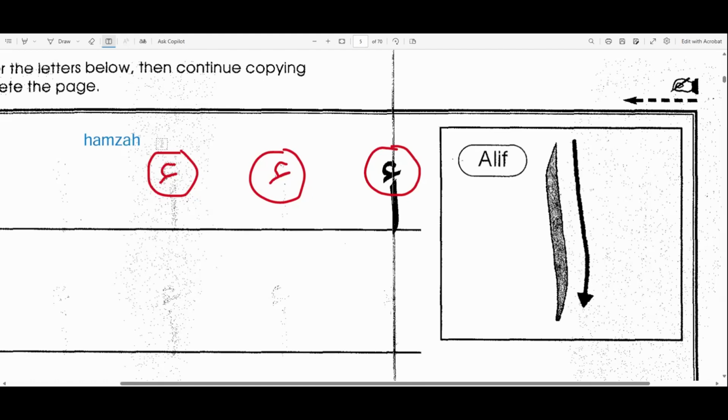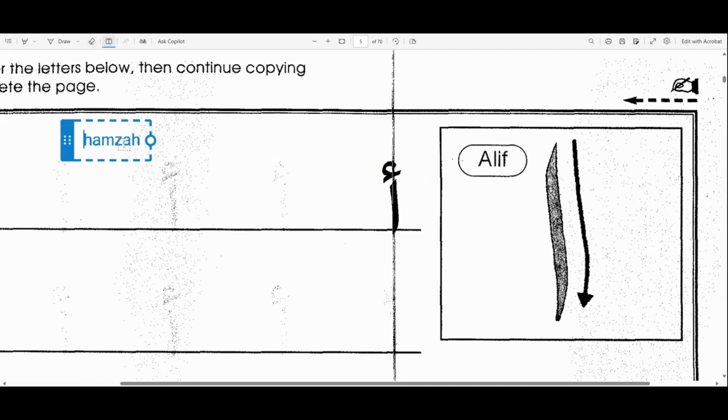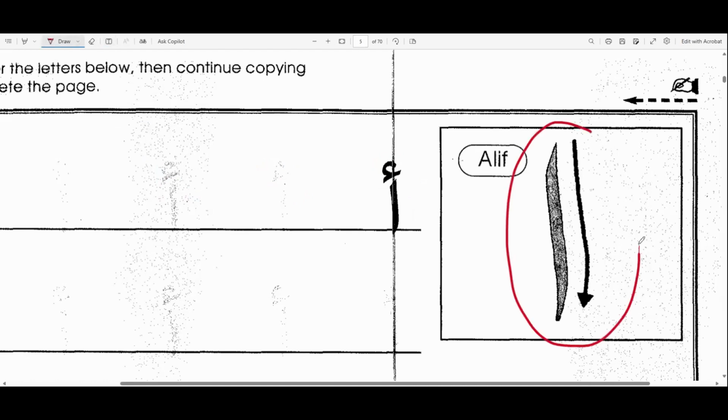So some books will combine the two letters, Alif and Hamzah, as one, like is the case with this particular book. So we say there's 28 letters because we are considering the letter Hamzah as being another version of the letter Alif. So the true Alif doesn't have any of the vowel symbols.